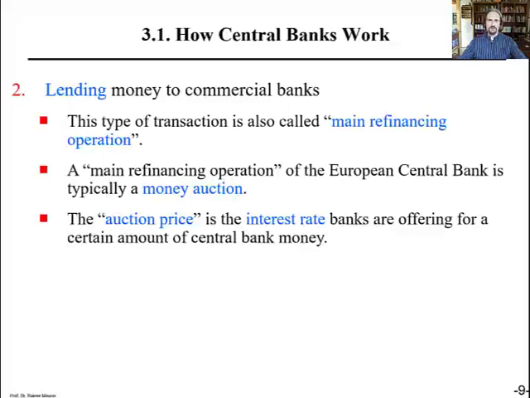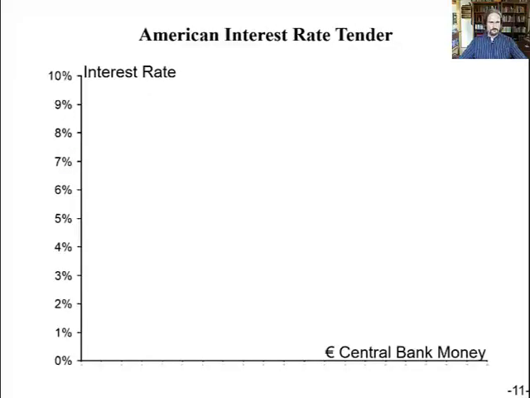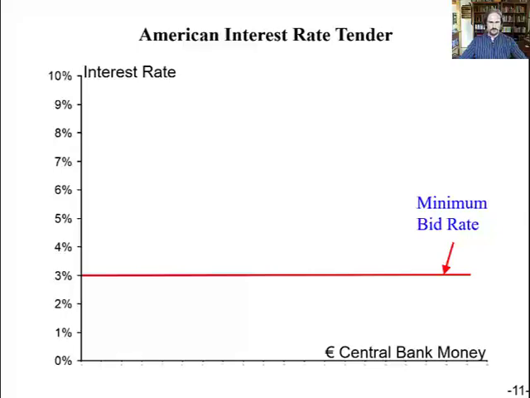The following diagram shows how this works. In this diagram, we measure the interest rate on the y-axis again and the amount of money the central bank grants and commercial banks demand on the x-axis. The European Central Bank first sets a minimum bid rate in such an auction. Let's assume 3%, for example. Only commercial banks that demand a credit at an interest rate at least as high as this minimum bid rate have the chance to receive finally a credit.